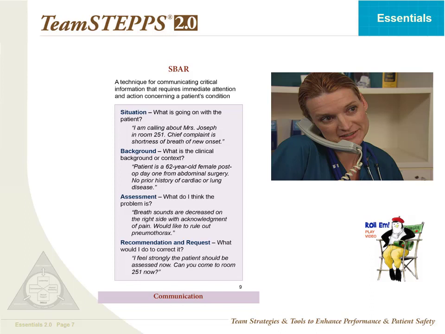Let's look at a short video clip in which the SBAR technique is used in the hospital, and then I'll describe an EMS situation where SBAR could be helpful.